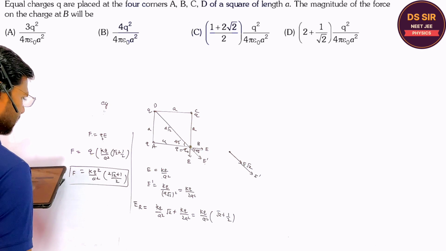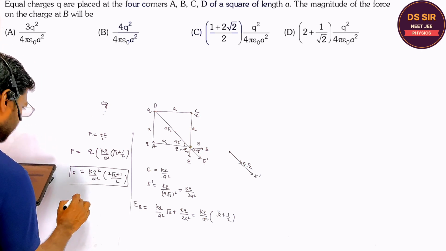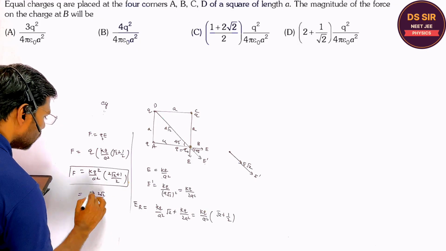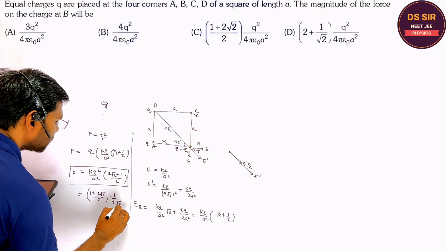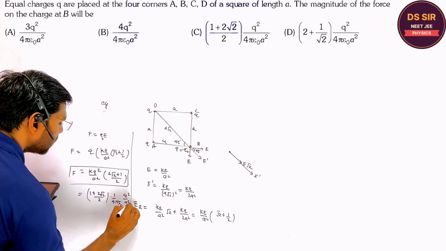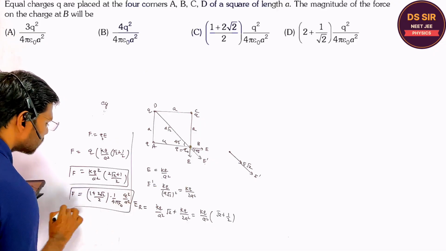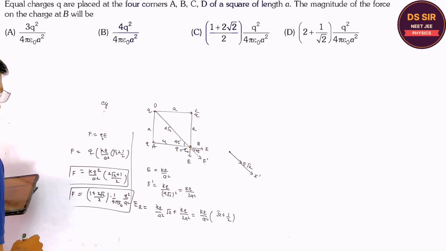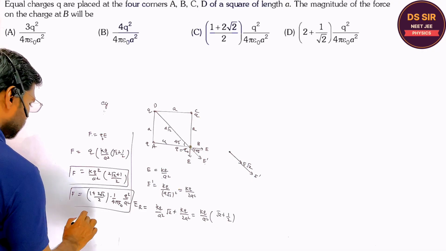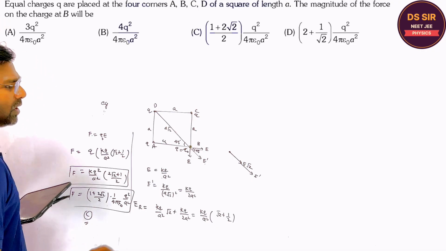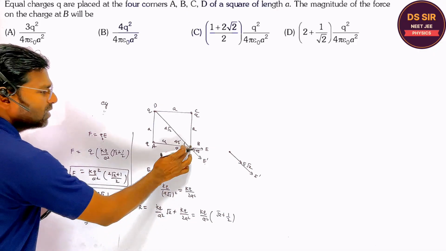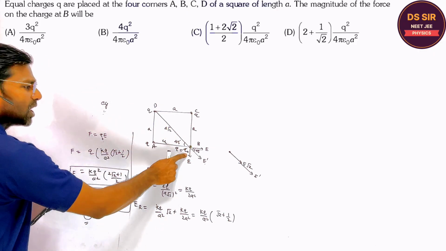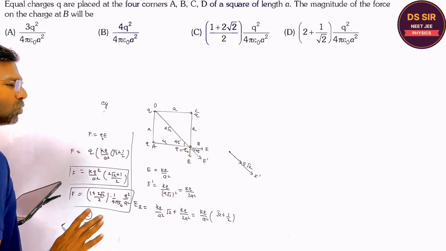So which is the correct answer? The value of K is 1 upon 4 pi epsilon naught, so the force is 1 upon 4 pi epsilon naught Q square upon A square, times 2 root 2 plus 1 upon 2. Is it clear? So the C option is the correct option. This is one way to find the force: first find the electric field, then multiply by the charge present at this point, and you will get the force.